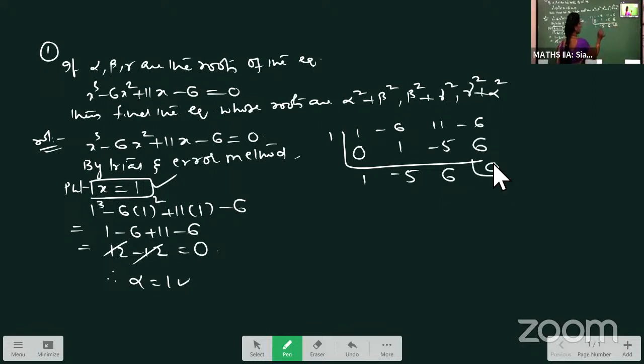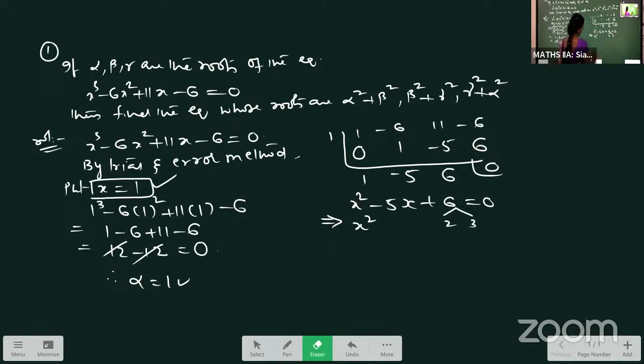So now we have x square minus 5x plus 6 is equal to 0. Here we started with x cube and we have diminished to x square. So this is x square minus 5x plus 6 is equal to 0. Now do the factorization for this. What are the factors of 6? That is 2 and 3. If we add 2 and 3, we get 5. Okay, so let's go for the factorization.